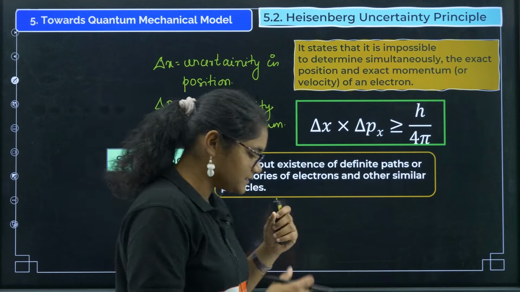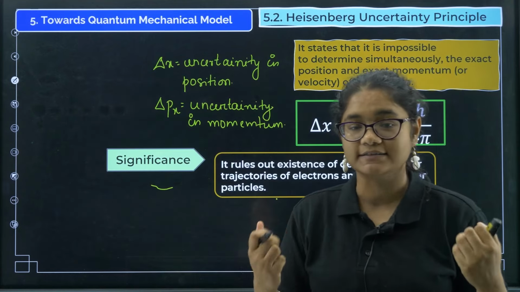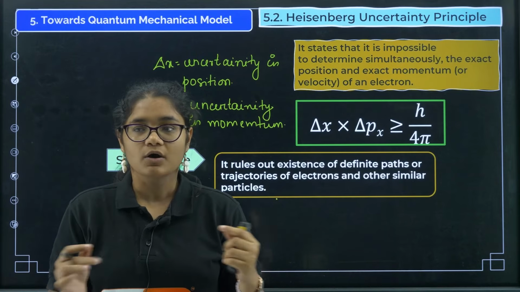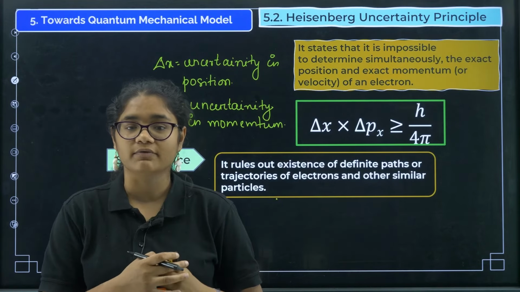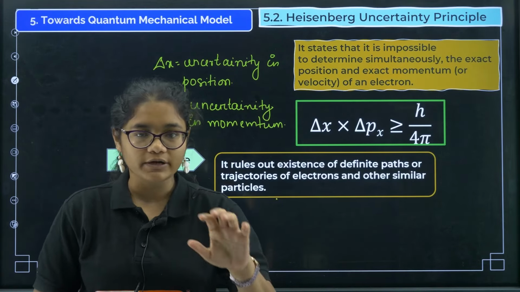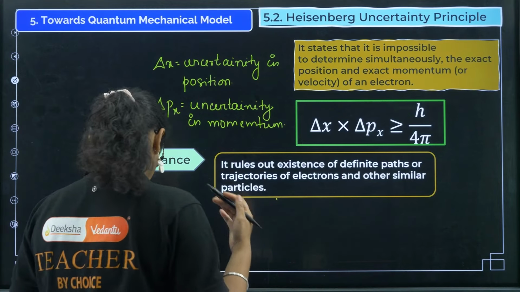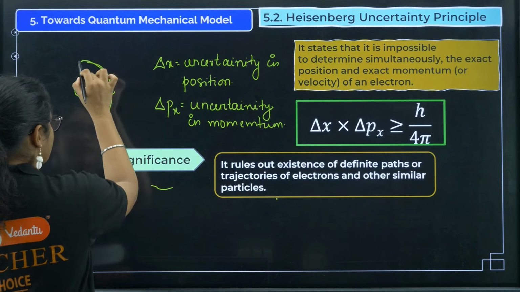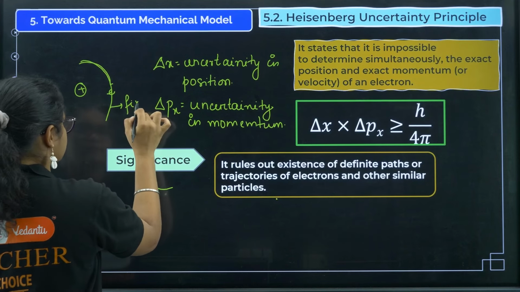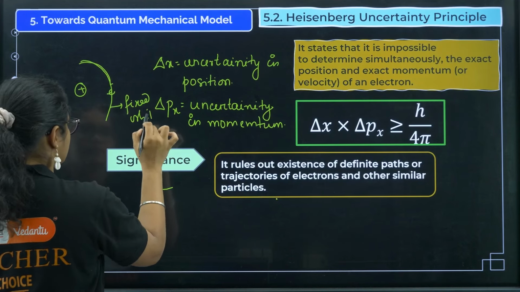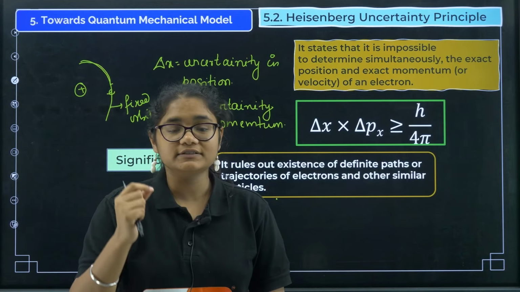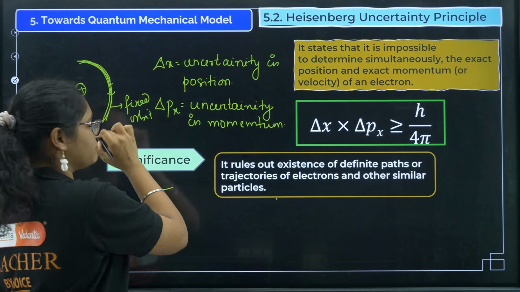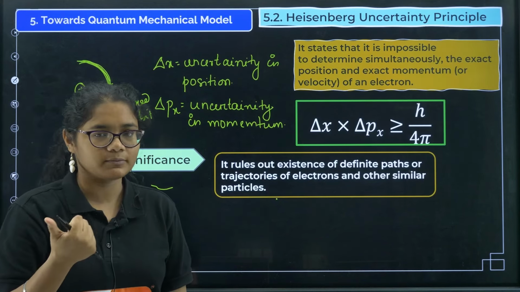Next, what is the significance of this Heisenberg uncertainty principle? The Heisenberg uncertainty principle ruled out, or you can say it was the reason why, Bohr's model failed. Now according to Bohr's model, what was the postulate here? That electrons revolve around the nucleus in fixed orbits. So that means the electron's position and the energy of these orbitals were fixed. That means the energy of the electron has already been calculated.